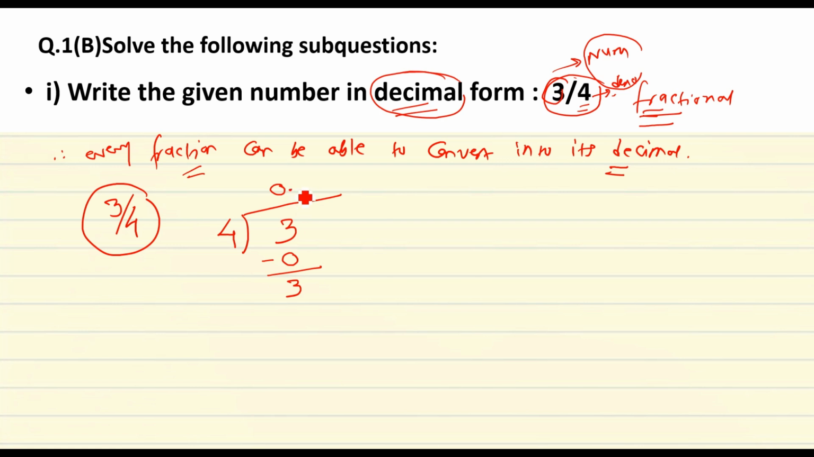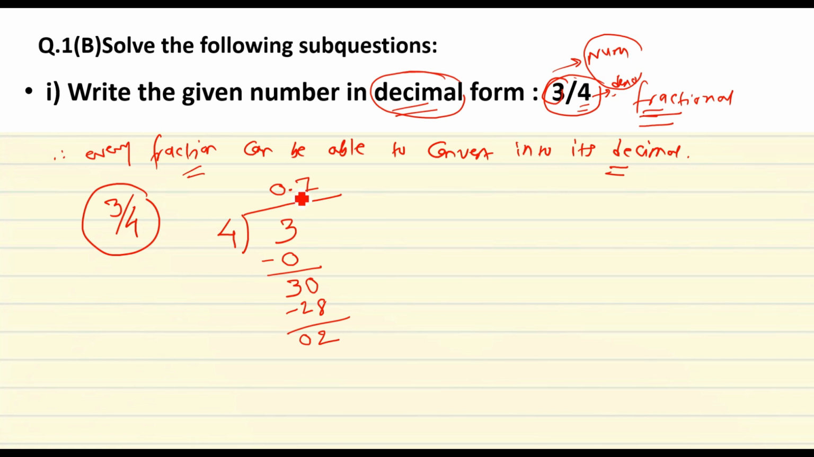Now you put a decimal sign. Once you put a decimal sign, it is allowed to take a 0, so I borrow a 0 here because I put one decimal sign. Now 30 is bigger than 4, therefore division is possible. So now we start the division. 4 sevens are 28, then 2 will be the remainder.